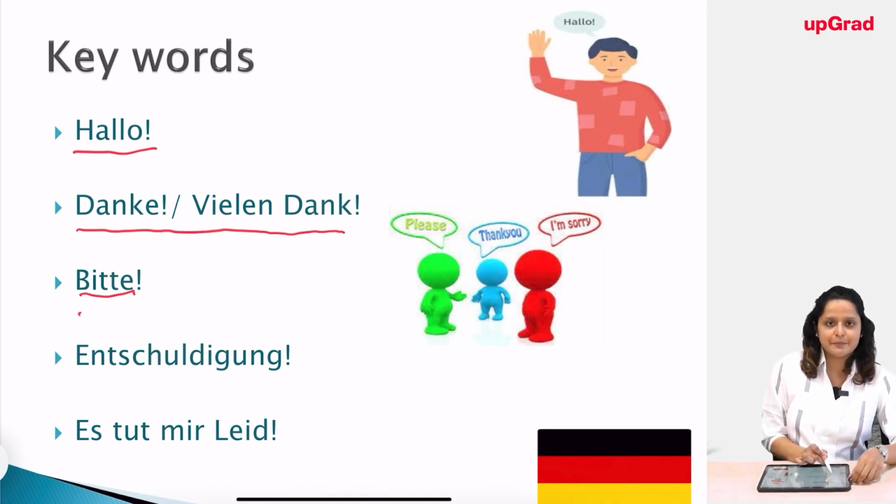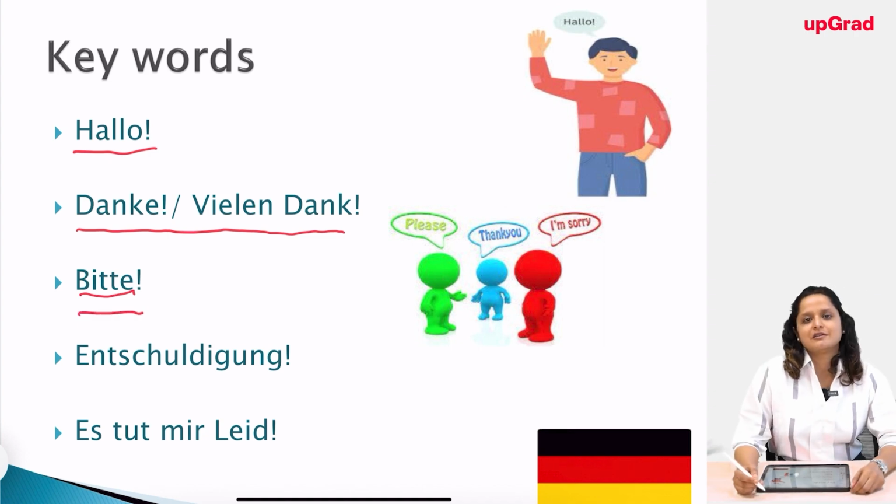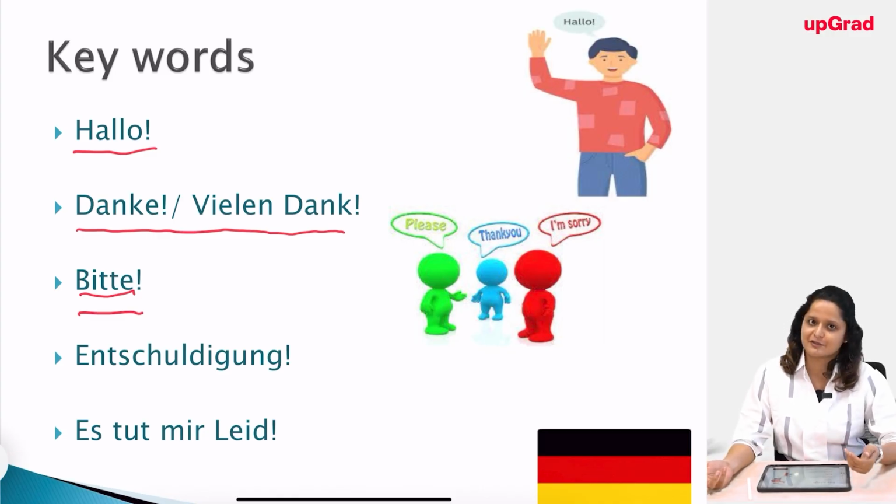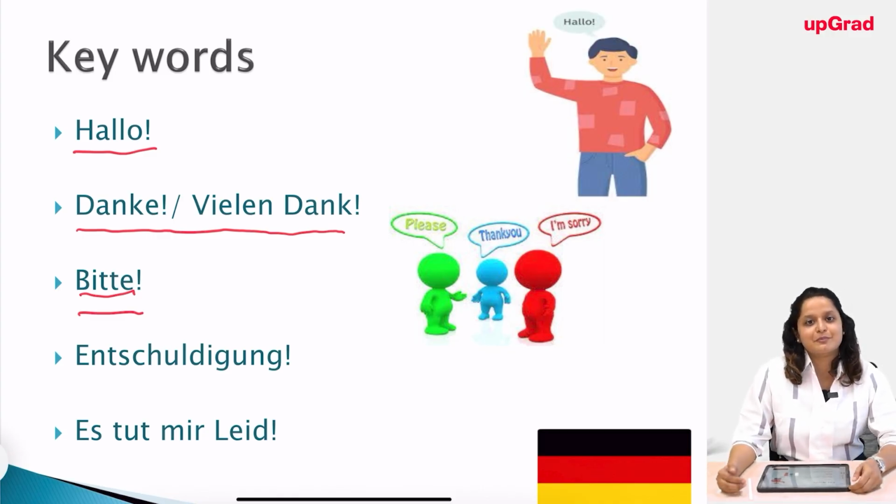Now you see the word bitte here. This word can also be used as please. That is when you are making a request. Let's just say I want somebody to get me a glass of water. Of course, I want to be polite about it. So I use the term bitte at the beginning or at the end of my request.